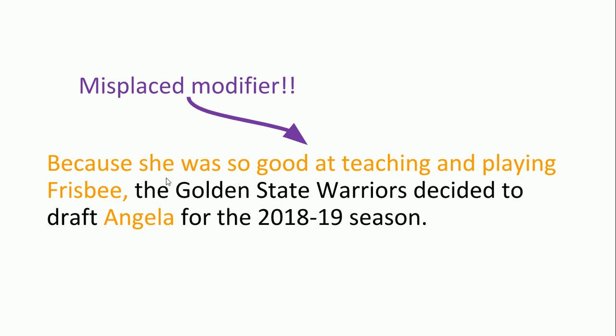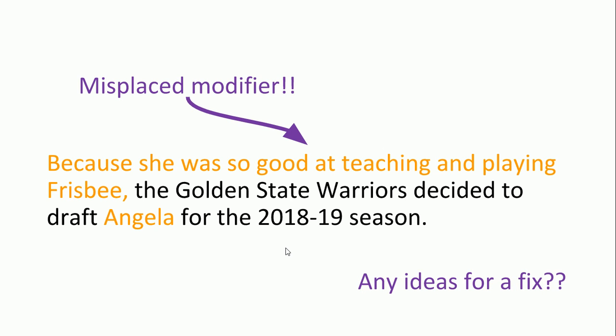And if you read the sentence, you can see why this isn't a good idea, in addition to being grammatically wrong. Because she was so good at teaching and playing Frisbee, the Golden State Warriors. It sounds like you're describing the Golden State Warriors as being good at teaching and playing Frisbee, because of conventions of how we speak. So this is a case where not only is this grammatically incorrect, but if you think about it closely, it also doesn't make too much sense to write the sentence this way. So that's a misplaced modifier.